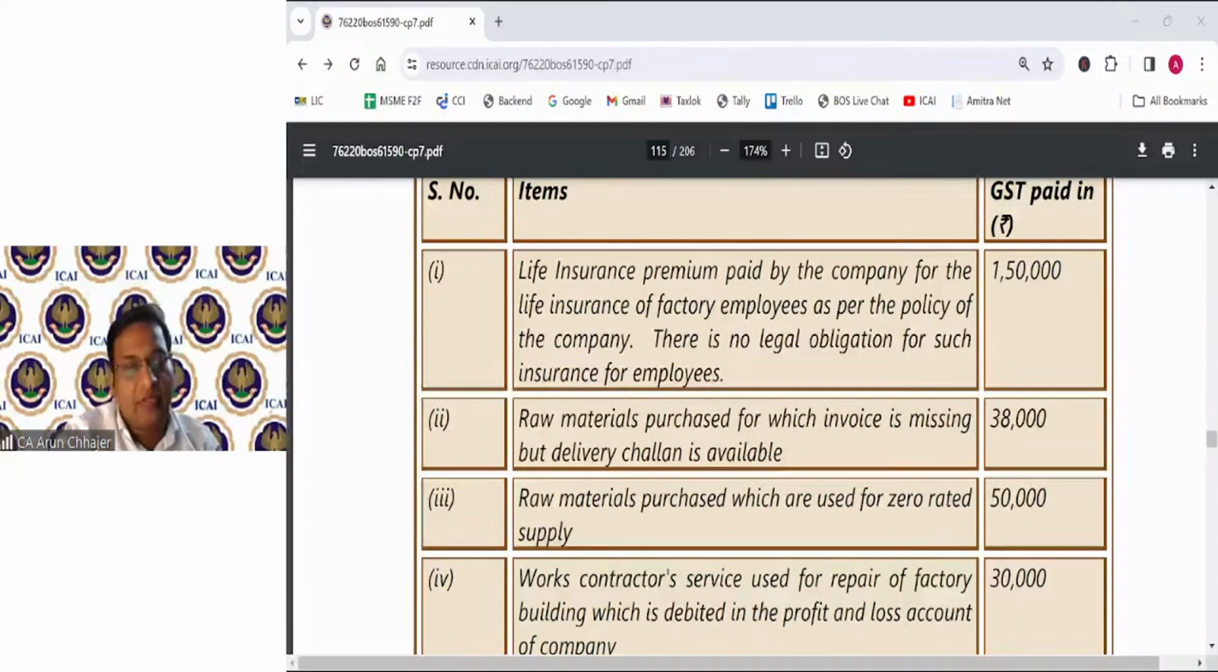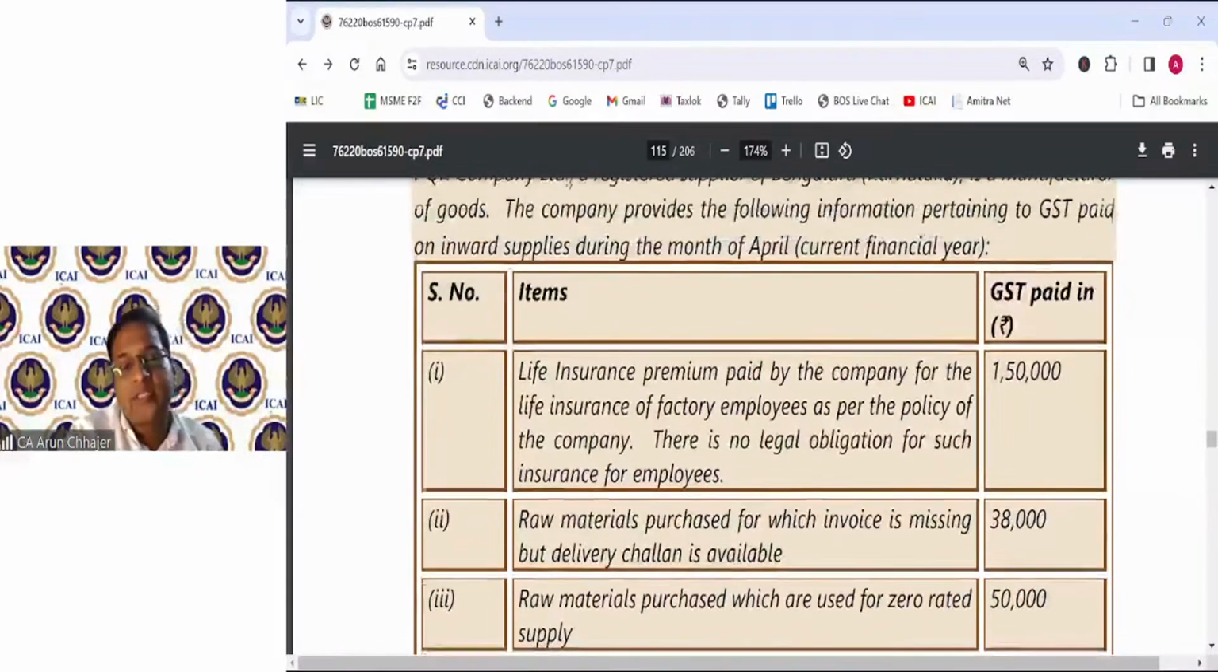If you can give the answer, then only I can move further. I request everyone, please give the answer. Please be active in the chat. Can I take the insurance ITC or not?